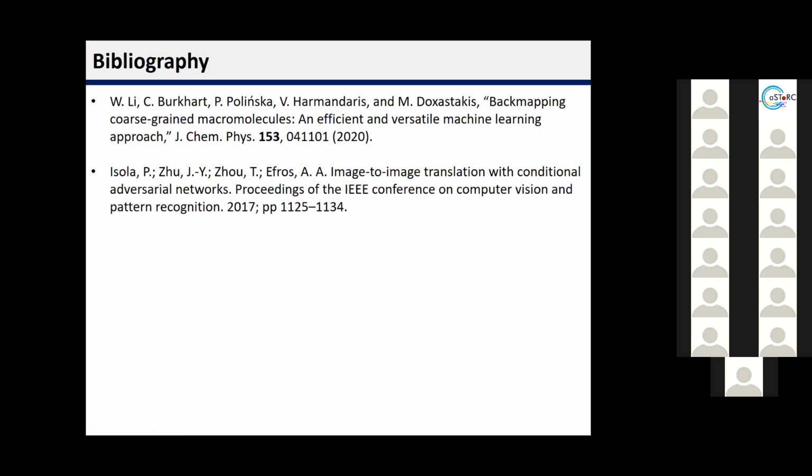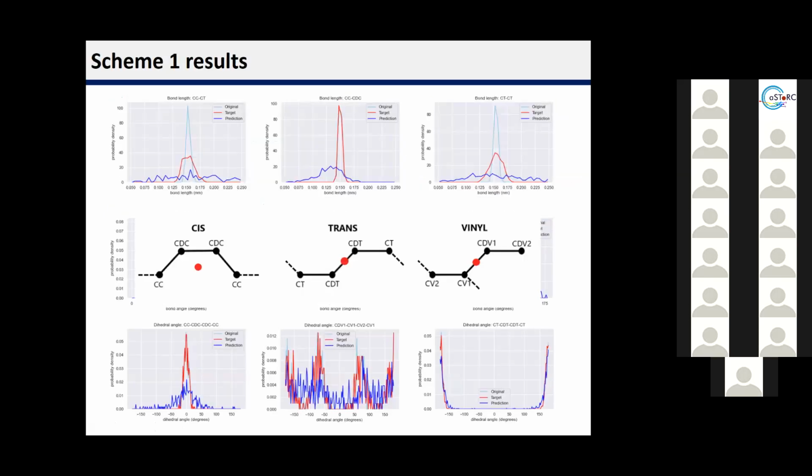On your previous slide, what is prediction? Prediction is a predicted coordinate from the conditional GAN, from the network. Okay. So you are trying to predict the original or the target? The best results we can get is the target distribution, but eventually we want to target the original distribution. Okay.